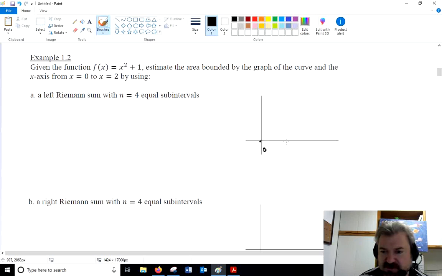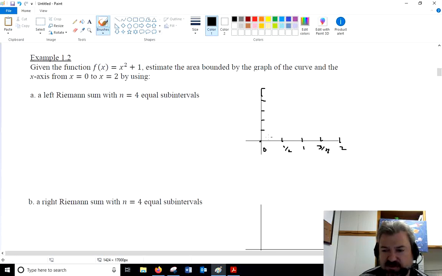So I'll say 0, 1, 2, 3, 4. So I'll be counting by a half here. 1.5. So that would be 3 halves, and then this would be a 2. And 1, 2, 3, and 4. All right, well, let's see here. I need to go up a little bit higher. Let's go up to 5.